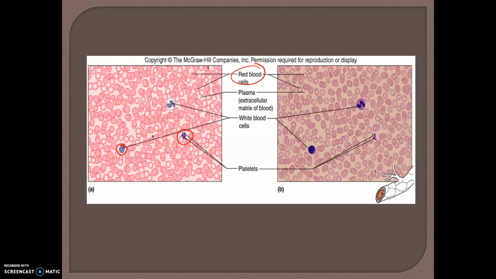So a fun fact about human blood cells is that you're not going to see a nucleus within these cells. So that's going to be important to remember when we are talking about human blood cells, because animal blood cells do have that nucleus in the center.